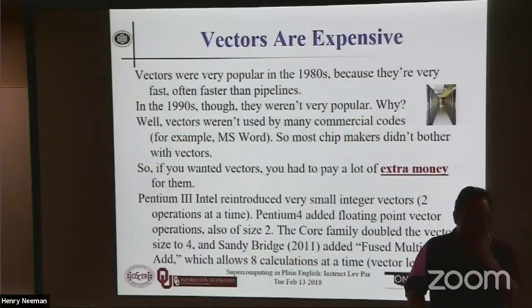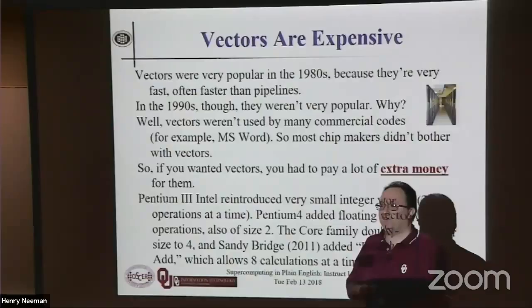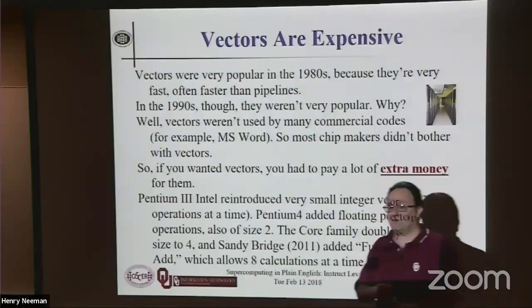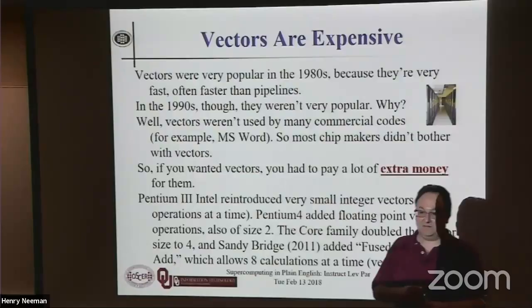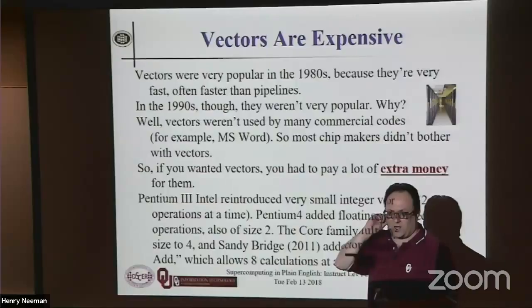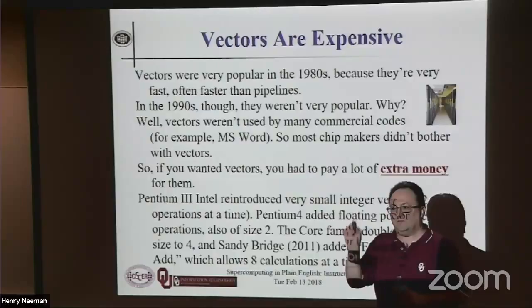This is sort of a lie, but it was true for a long time. In the olden days, if you wanted vectors, you had to buy extra hardware to stick inside your computer, and you could only buy it for certain kinds of computers. So you started with an expensive computer, and then you bought this expensive add-on. That changed in the 1990s, starting, I think, with the Pentium 1. They had this thing called MMX, which was very small vectors. I think the vectors were of length 2, and they were integer only.